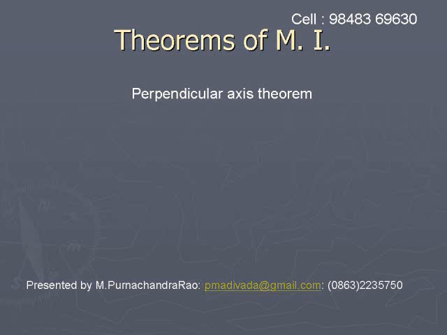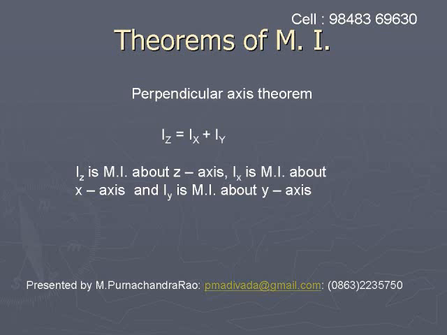Mathematical form of the theorems. The perpendicular axis theorem is written as Iz is equal to Ix plus Iy. The parallel axis theorem is written as I is equal to Ig plus Md square.